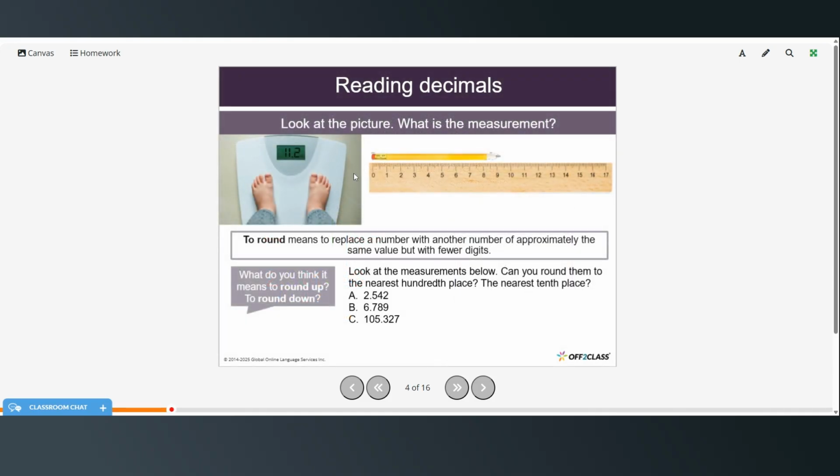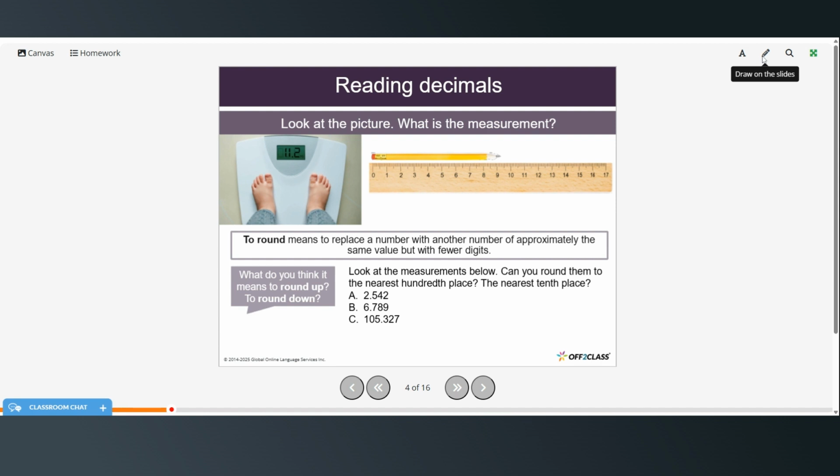All right, so look at the picture and what is the measurement? So over here we have a measurement of weight and over here of length. And to round means to replace a number with another number of approximately the same value but with fewer digits. So what do you think it means to round up or to round down? So look at the measurements below. Can you round them to the nearest hundredths place or to the nearest tenths place?